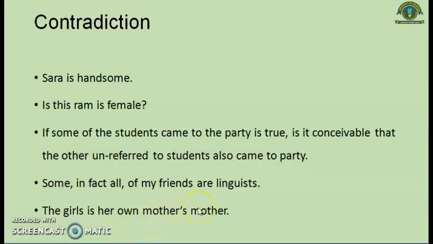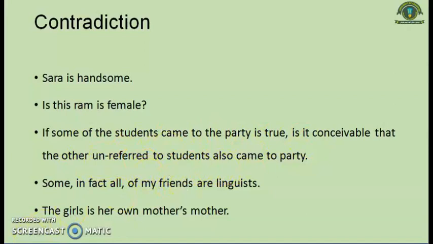Now in the example, if some of the students came to the party's room, is it conceivable that the other unreferred students also came to the party? This is an example of contradiction. How? Because here in the example is written some of the students. If some of the students came to the party, then how can we say that the students that are unreferred are also present there? So this is the contradictory statement.